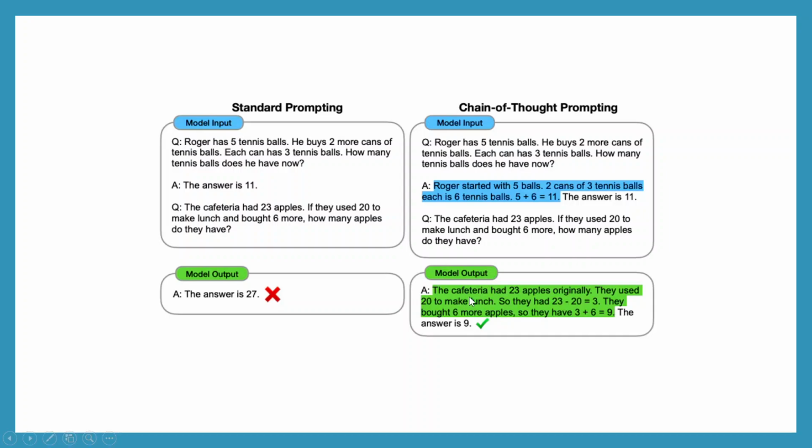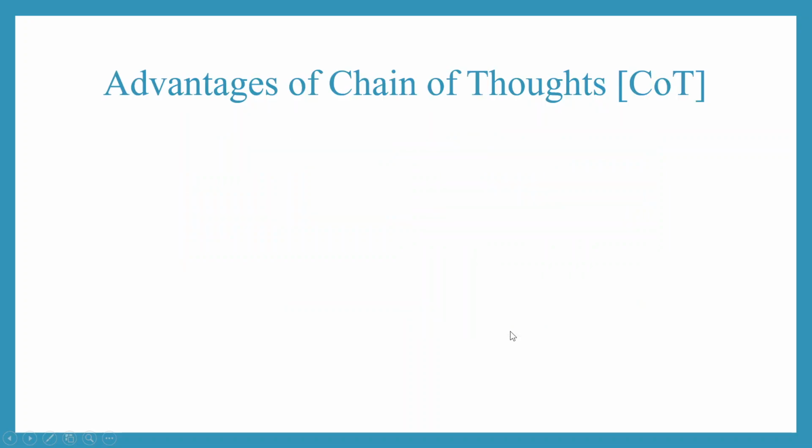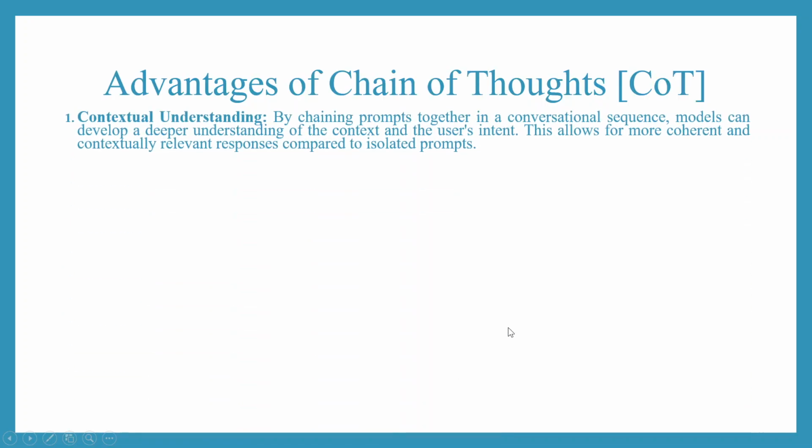So the answer is: the cafeteria had 23 apples originally. They used 20 to make lunch, so they had 23 minus 20 is 3. They bought 6 more apples, so they have 3 plus 6 is equal to 9. The answer is 9. What are the advantages of chain of thought prompting?